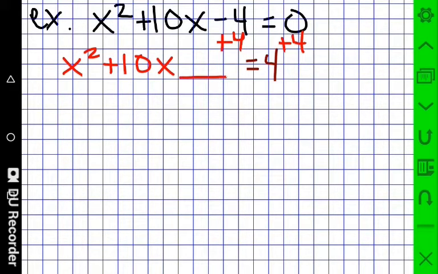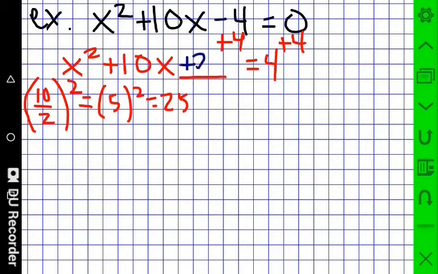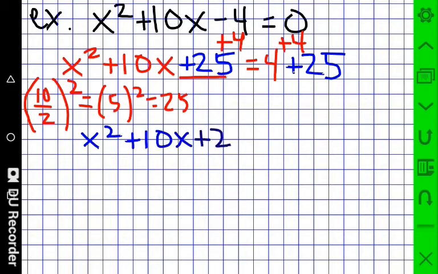All right, and so I'm going to now take b over 2. So b is 10, 10 over 2 squared. 10 over 2 is 5. 5 squared is 25. So I'm now going to add that 25 to both sides. So I'm going to add 25 to both sides here. And what I get is x squared plus 10x plus 25 equals 29.